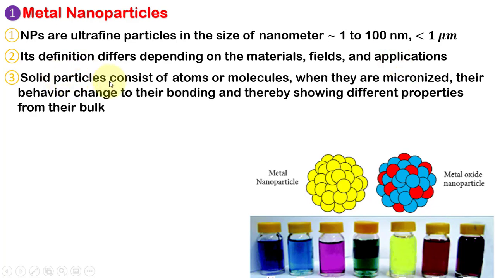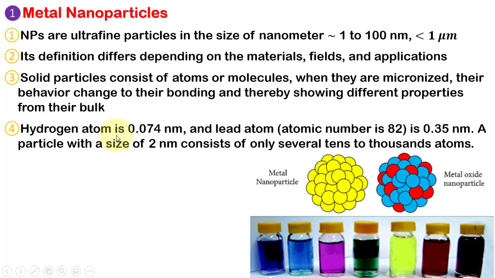All the solid particles consist of the atoms or molecules. As they are micronized, they tend to be affected by the behavior of atoms or the molecules themselves, and to show different properties from those of the bulk solid of the same material. It is attributable to the change of the bonding state of the atoms or the molecules constructing the particles.